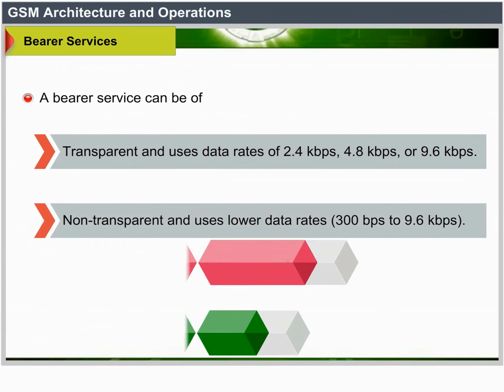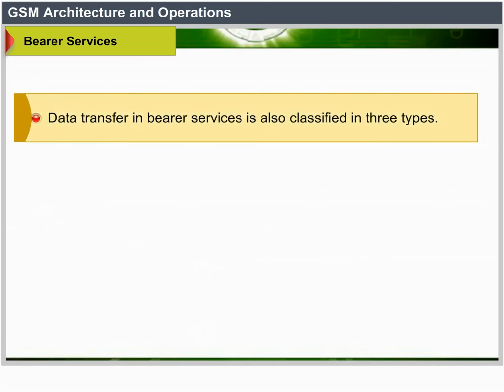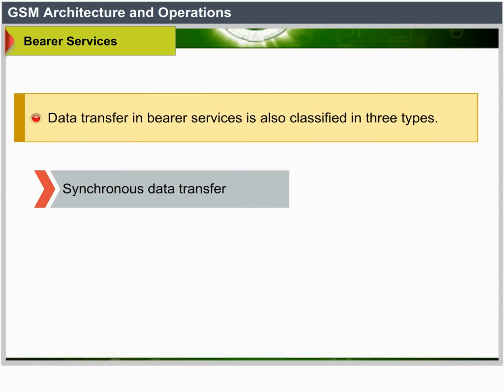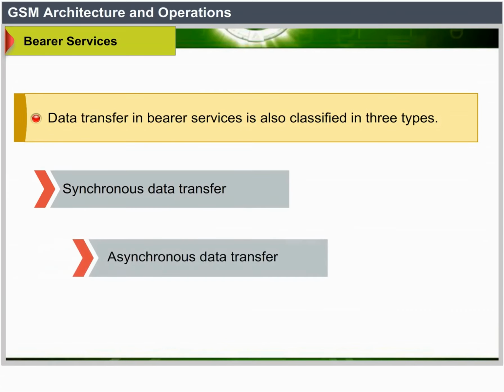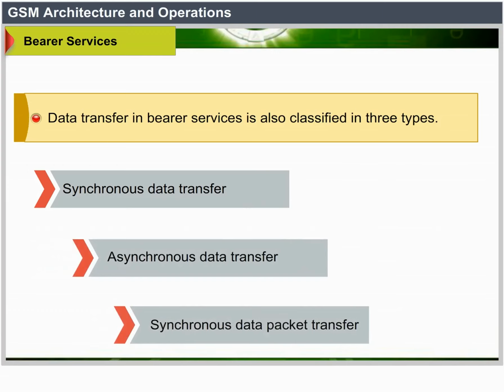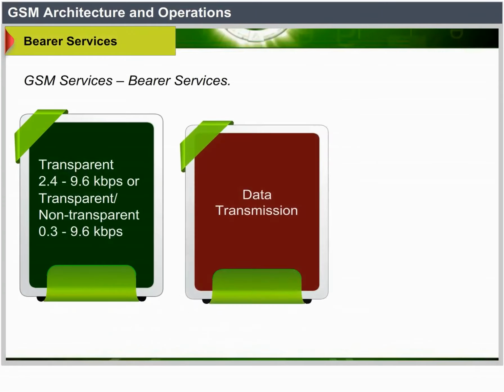Non-transparent and uses lower data rates, 300 bps to 9.6 kbps. Data transfer in bearer services is also classified in three types: synchronous data transfer, asynchronous data transfer, and synchronous data packet transfer. GSM services, bearer services.